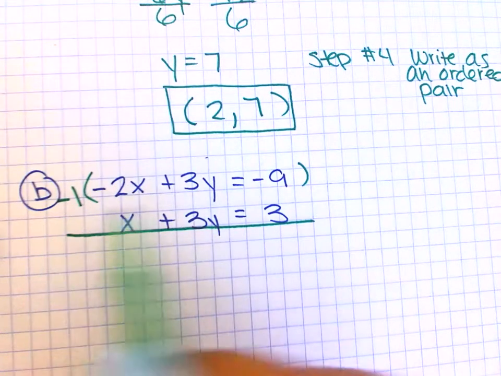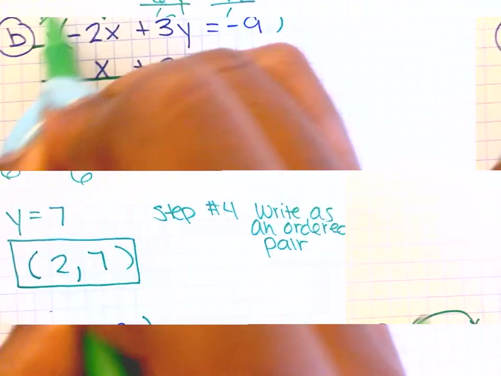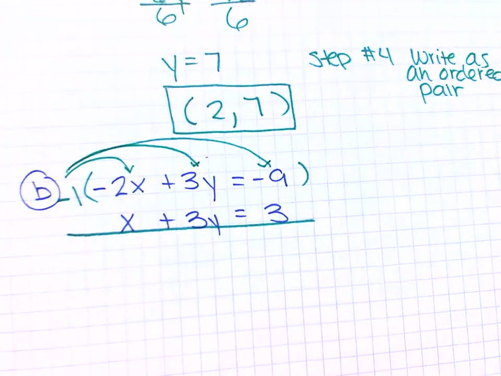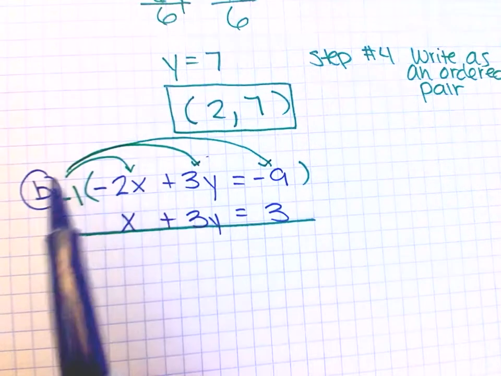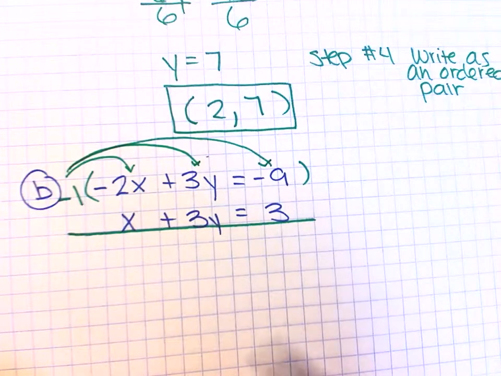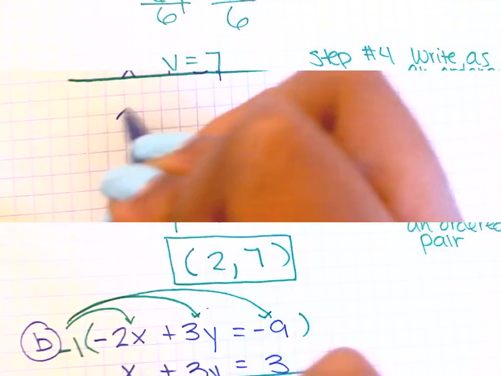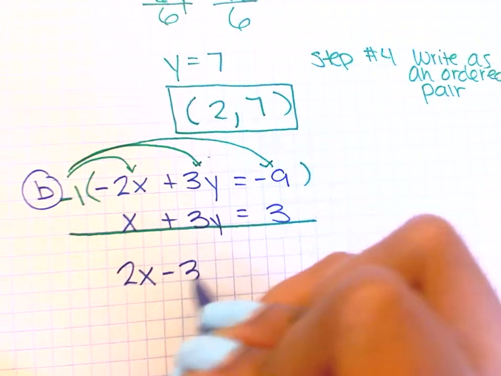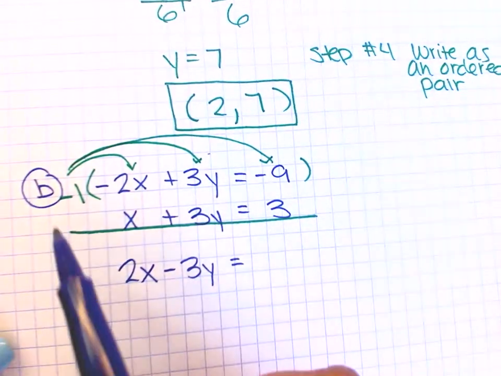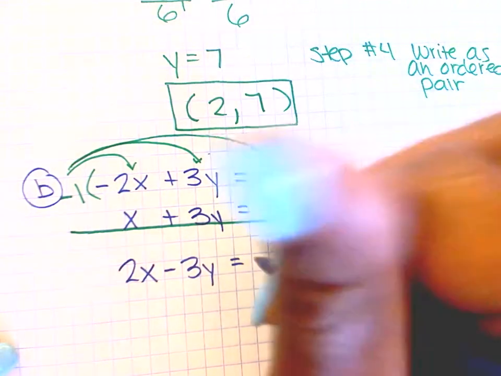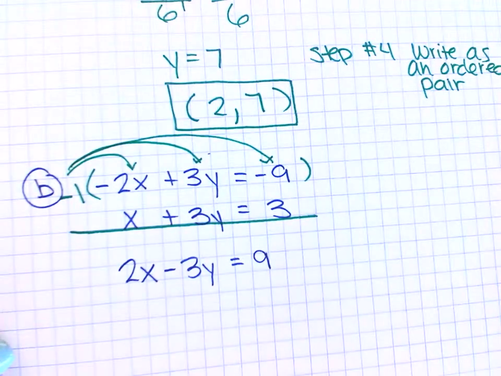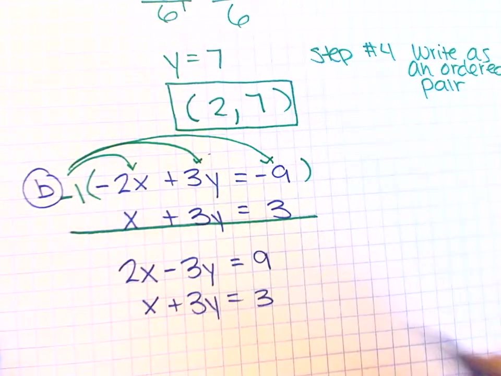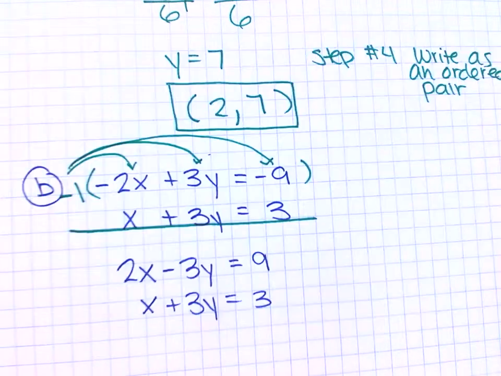So when I rewrite the first equation now, because I'm going to be distributing, I'm multiplying the whole equation by -1. So -1 times a -2x is a positive 2x. -1 times a positive 3y is a -3y equals -1 times a -9 is a positive 9. And then my second equation is staying the same. x plus 3y equals 3, because I only multiplied the first equation by -1.